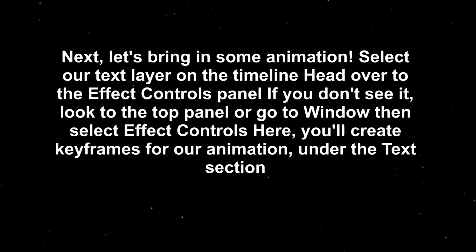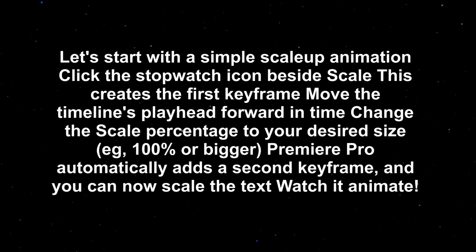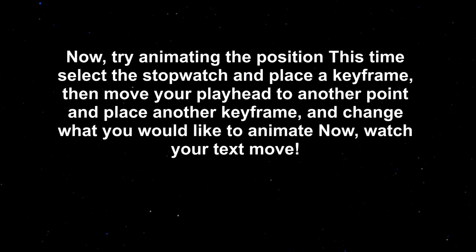Under the text section, let's start with a simple scale-up animation. Click the stopwatch icon beside scale. This creates the first keyframe. Move the timeline's playhead forward in time. Change the scale percentage to your desired size, e.g. 100% or bigger. Premiere Pro automatically adds a second keyframe, and you can now scale the text. Watch it animate.